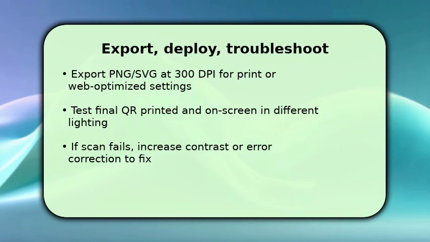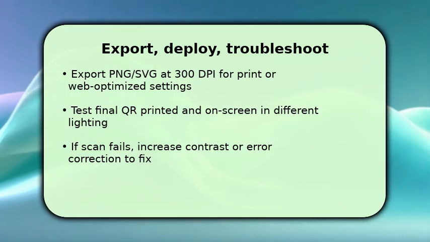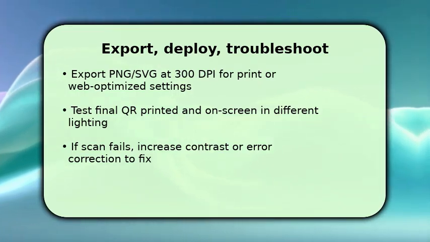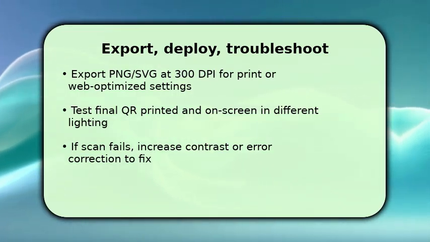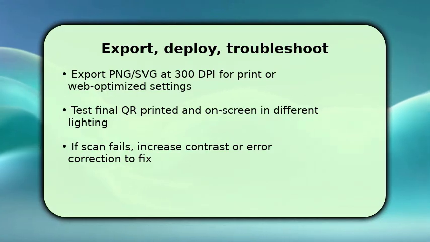Finally, export the QR in the right format. Use PNG or SVG at high resolution for print and web-optimized settings for online use. Save a copy in the generator if dynamic. Deploy the code to your assets and scan from multiple devices and angles to confirm functionality.